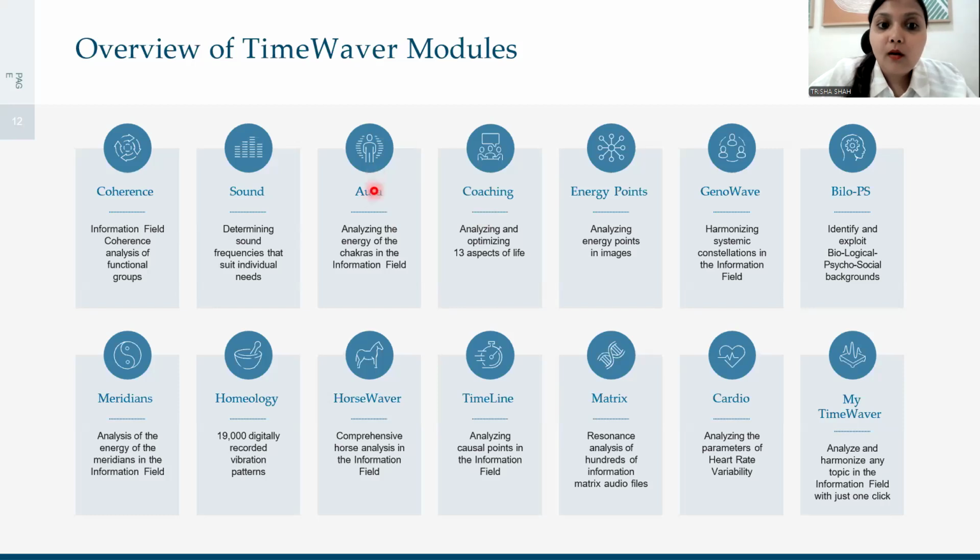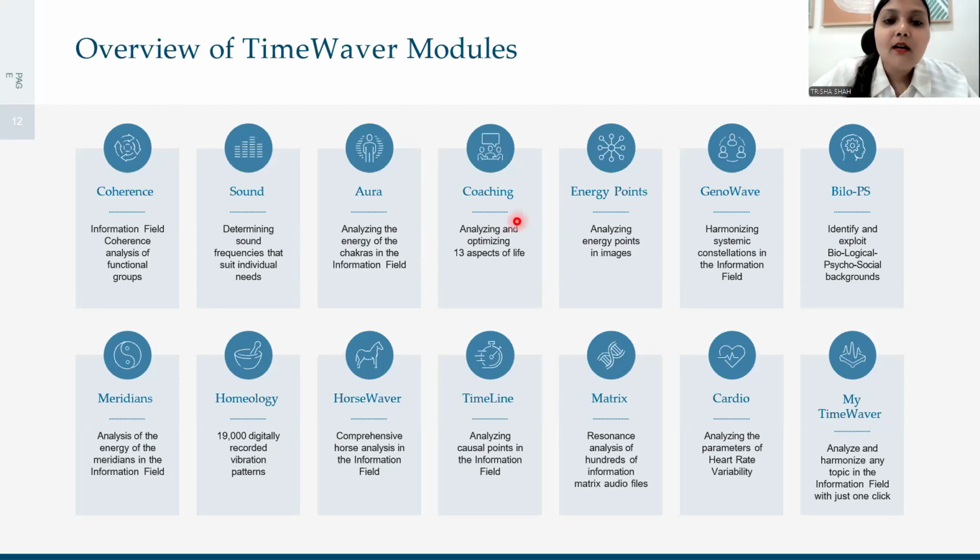We then have the aura module. The aura module is an amazing way to analyze the energy of the chakras in the information field. Our chakras have deeper connections with our hormones and glands, and the aura module is just the perfect way to understand this at a deeper level.